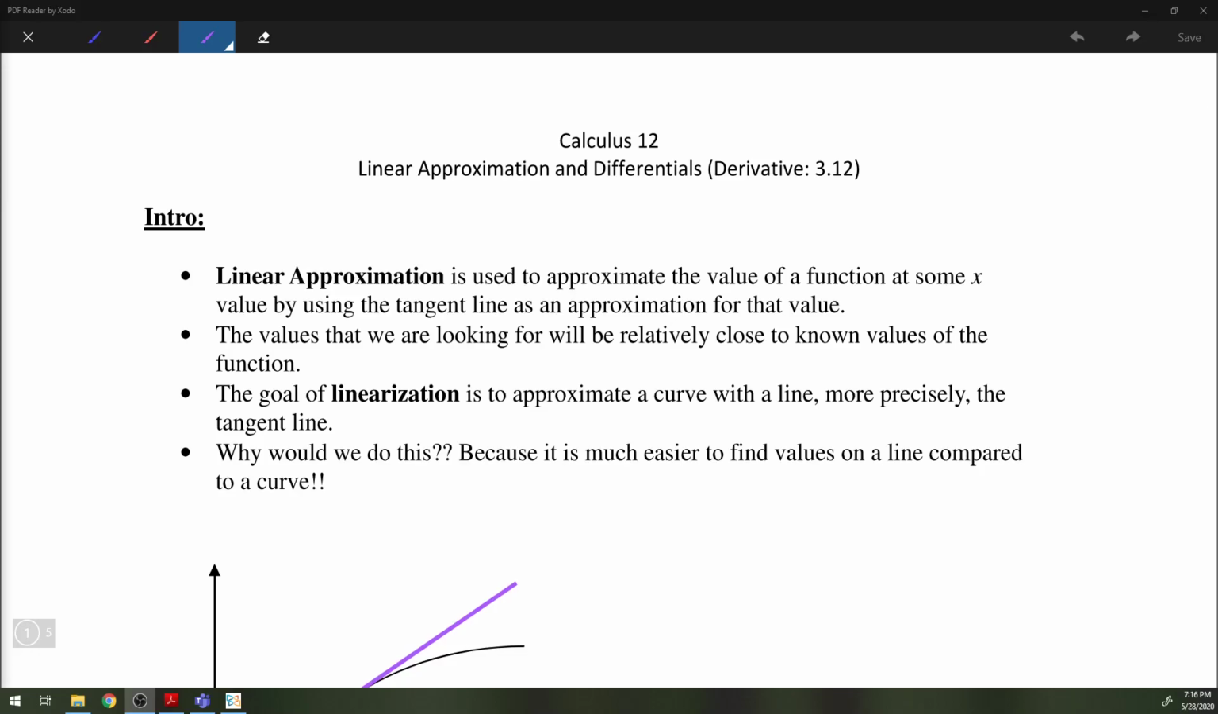Hello everyone, so today we're going to go over section 3.12, linear approximations and differentials. Linear approximations are used to approximate the value of a function at some x value using the tangent line as an approximation for the value. The values that we're looking for will be relatively close to known values of the function. The goal of linearization is to approximate a curve with a straight line, more specifically the tangent line. The reason why we want to do this is because it's much easier to find the values on a line compared to a curve.